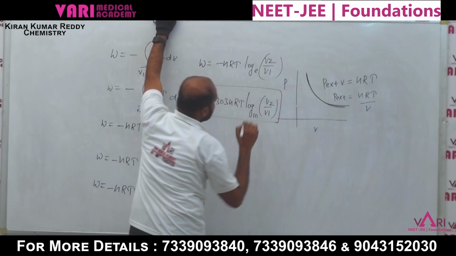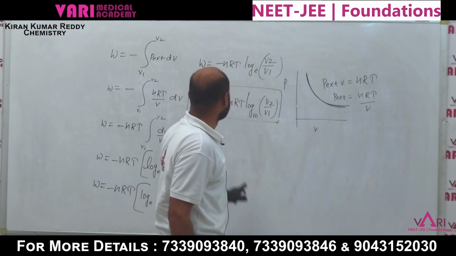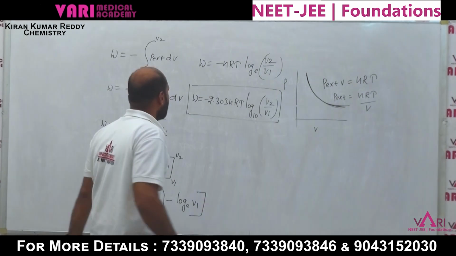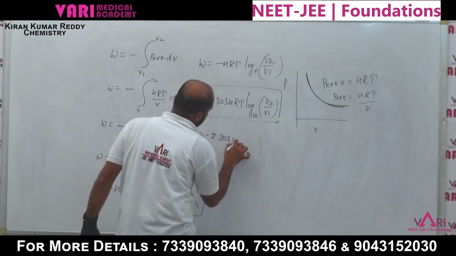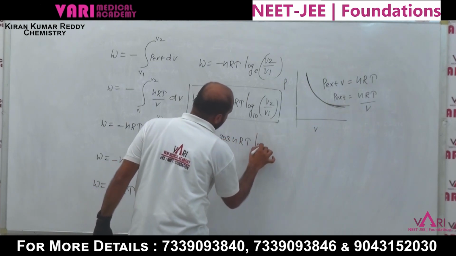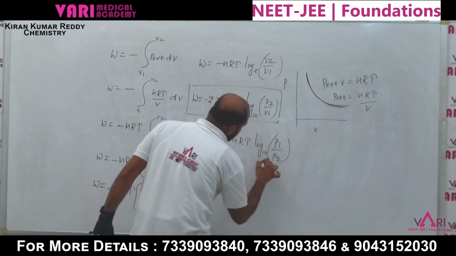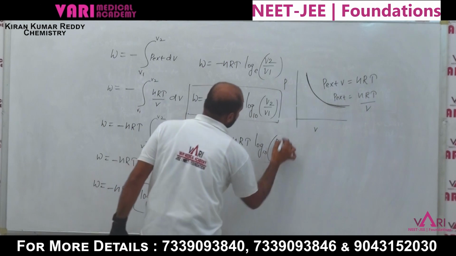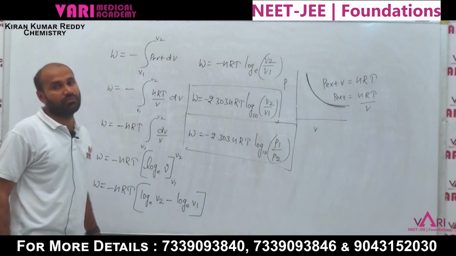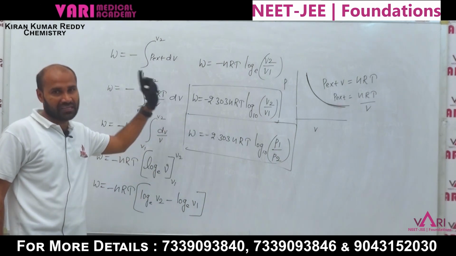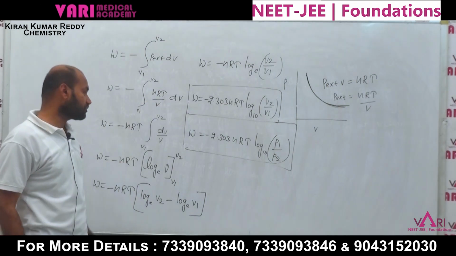Isothermal reversible expansion of the gas: use this formula. And W is equal to minus 2.303 nRT log base 10 P1 by P2. This formula also you have to remember, for isothermal reversible expansion of the gas. Use this formula.